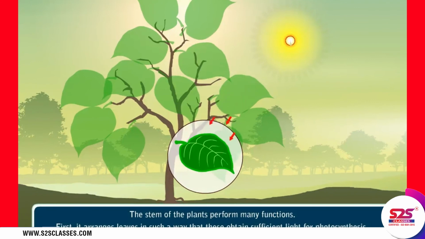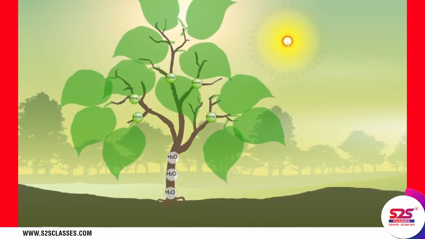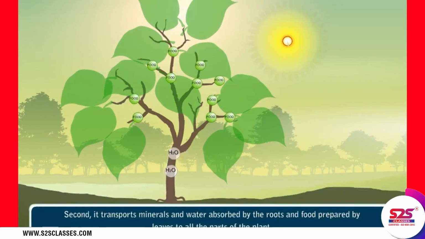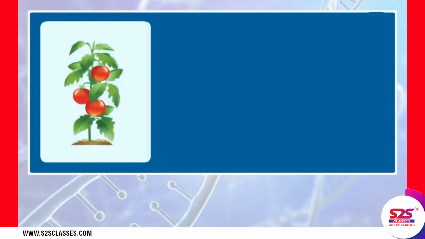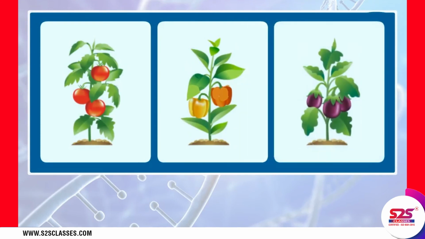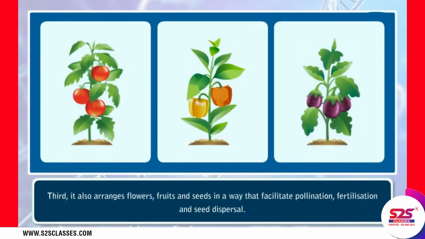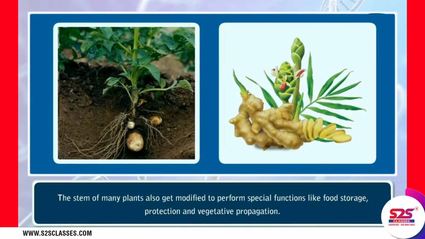The stem of the plants performs many functions. First, it arranges leaves in such a way that these obtain sufficient light for photosynthesis. Second, it transports minerals and water absorbed by the roots and food prepared by leaves to all the parts of the plant. Third, it also arranges flowers, fruits and seeds in a way that facilitates pollination, fertilization and seed dispersal. The stem of many plants also gets modified to perform special functions like food storage, protection and vegetative propagation.